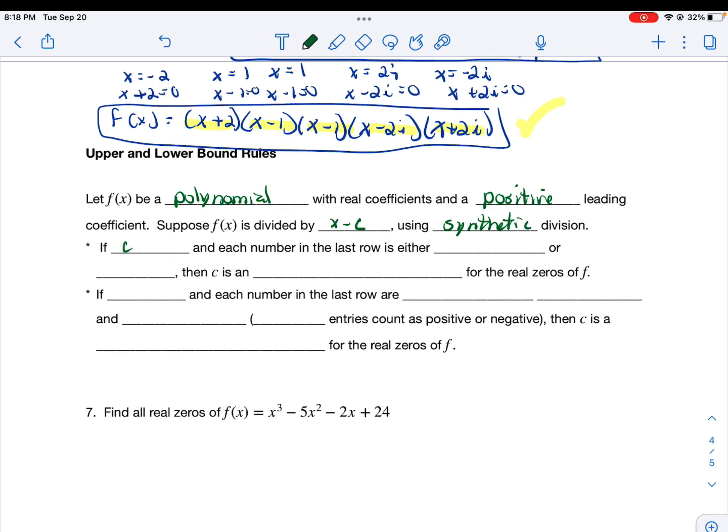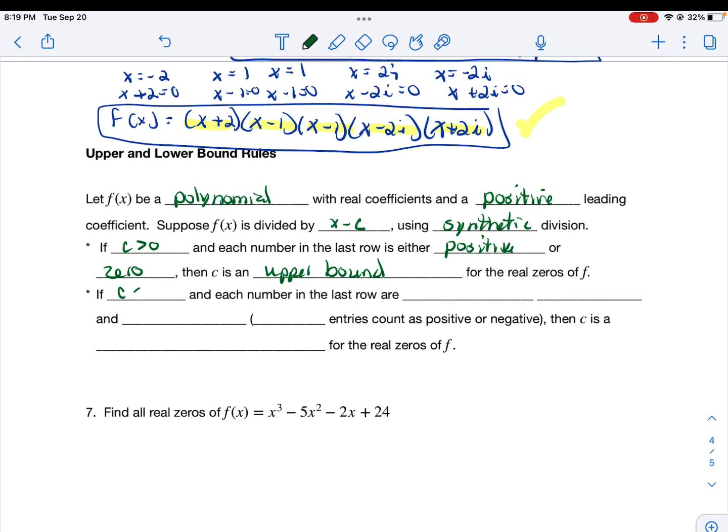And if the number you're dividing by, outside the synthetic division, is greater than 0, a positive number, and the last row when you do synthetic division, so the answer you get including the remainder, is all positive numbers or zeros, because 0 can be considered positive or negative, then C is considered the upper bound of your real zeros. So that means you will not have a real 0 larger than C. Every 0 will have to be less than or equal to that C.